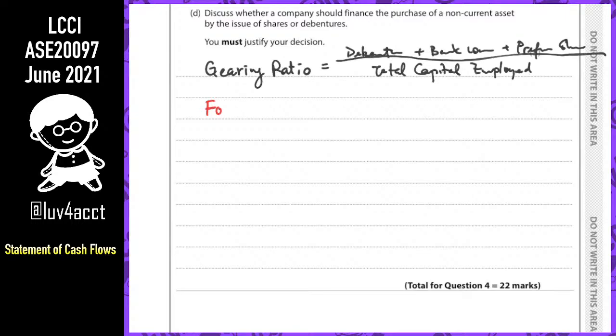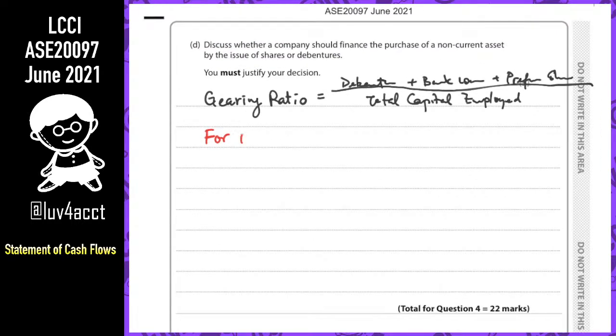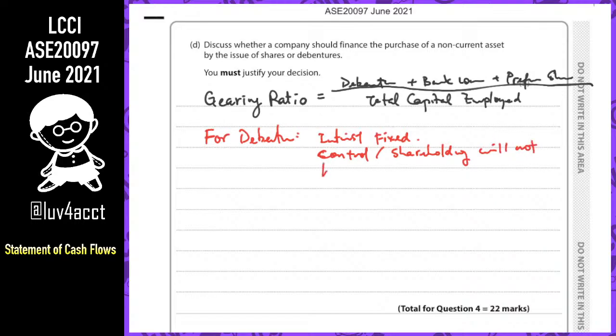For debentures, interest is fixed. This is somehow good. And also control and shareholding will not be diluted.